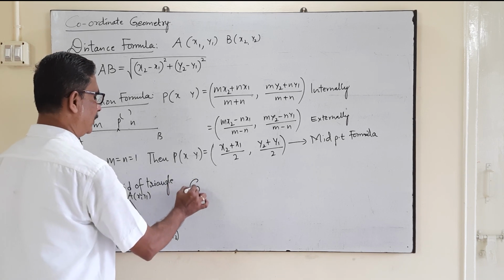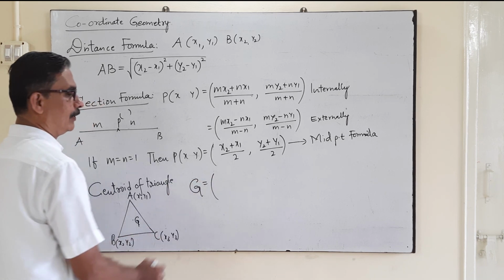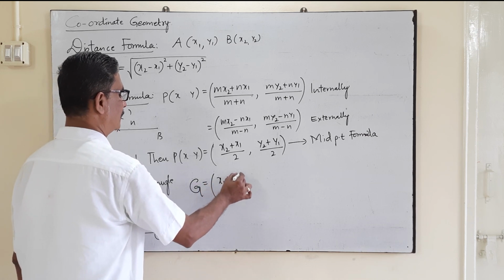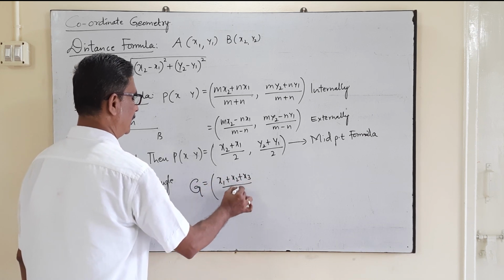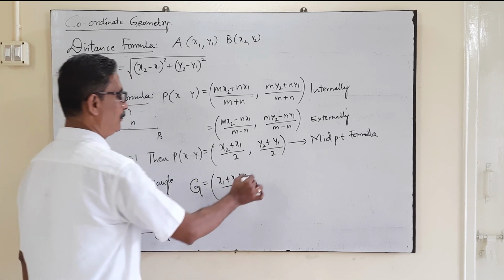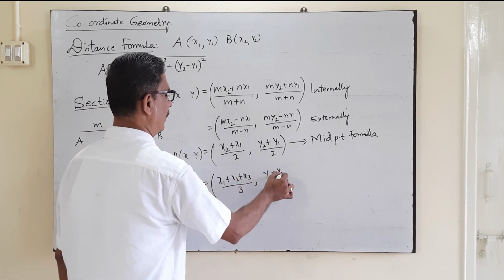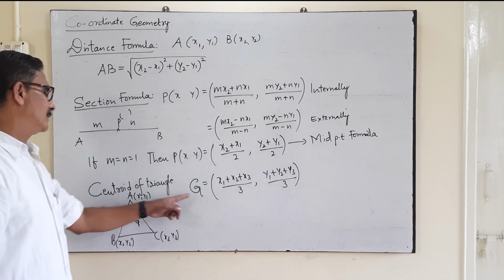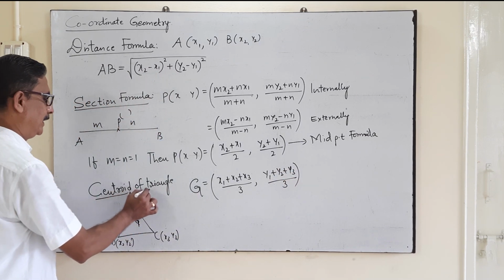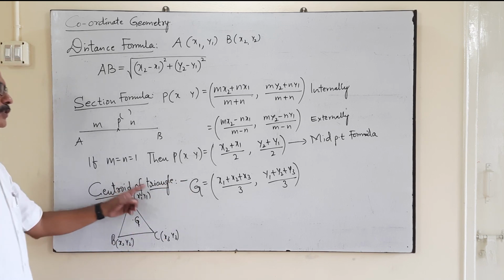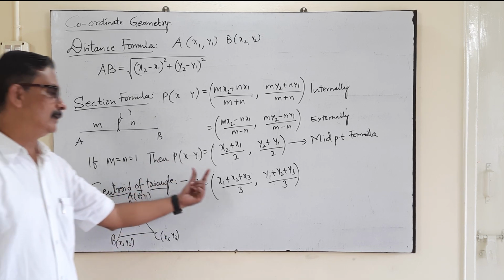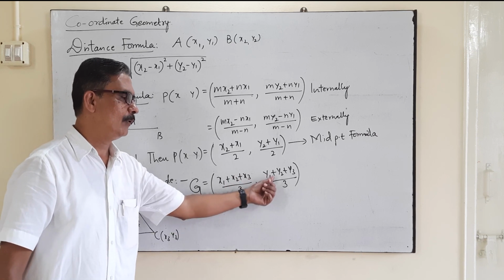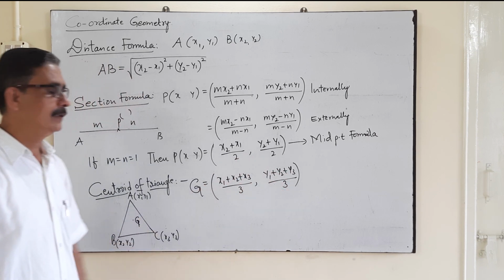Its centroid of triangle ABC formula, what is that? Centroid G is equal to, remember, (x1 plus x2 plus x3) divided by 3, (y1 plus y2 plus y3) divided by 3. This is the formula for the centroid of a triangle. ತ್ರಿಭುಜದ ಗುರುತ್ವ ಕೇಂದ್ರ. ಇದರ ಕೋಆರ್ಡಿನೇಟ್ ಏನು? (x1 plus x2 plus x3) by 3, (y1 plus y2 plus y3) by 3.